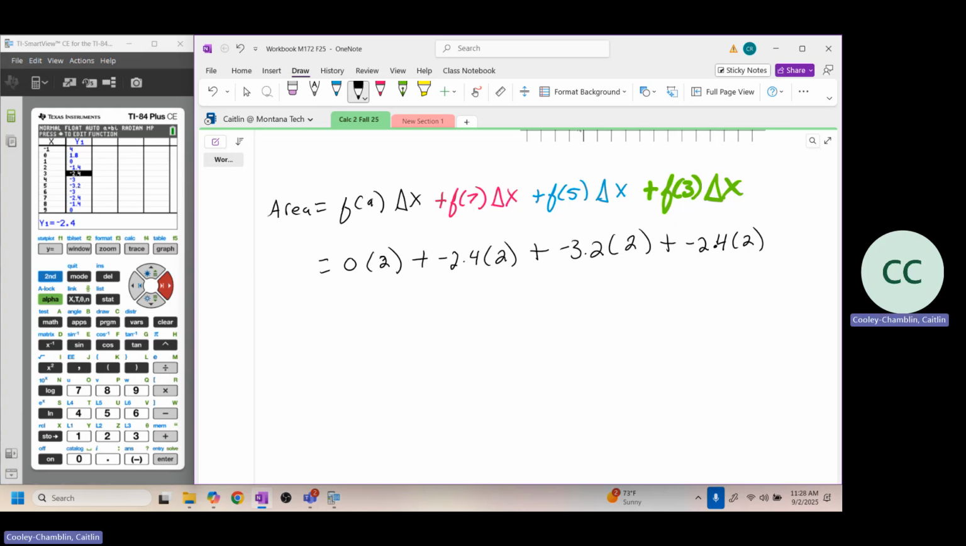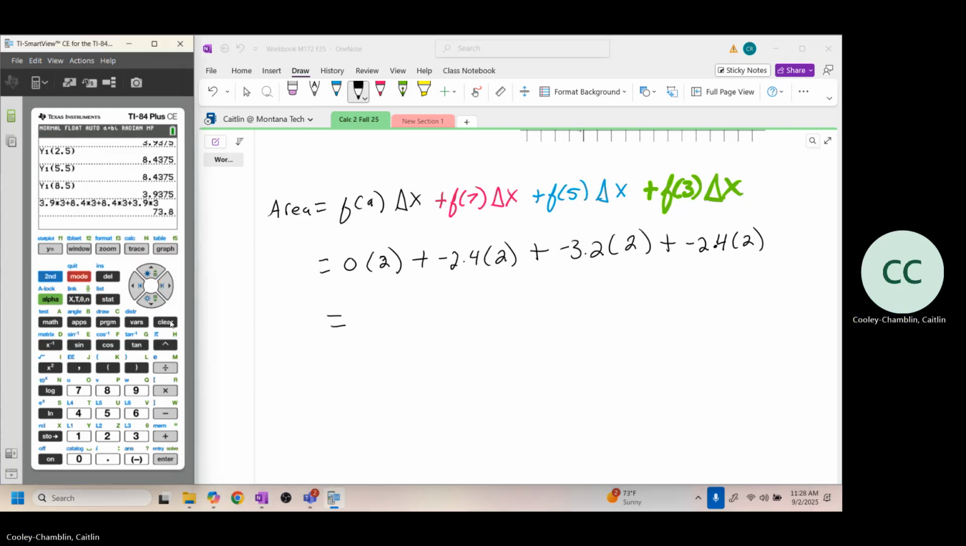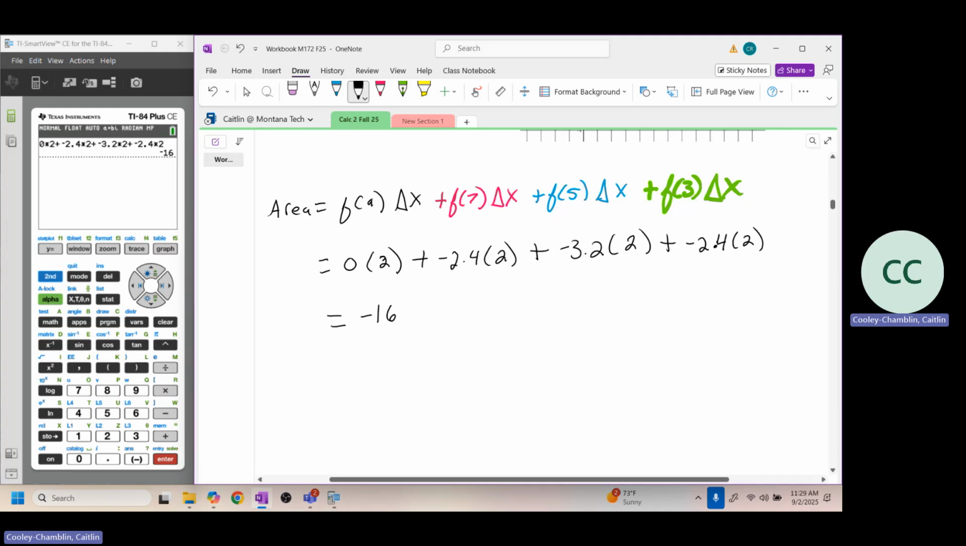Okay, and so when we multiply this out and add them all together, we get 0 times 2 plus negative 2.4 times 2 plus negative 3.2 times 2 plus negative 2.4 times 2. And I still want to say 3, but it is 2. And we get negative 16.